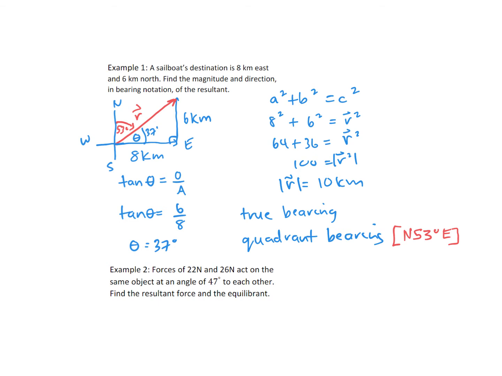If I were doing a true bearing, again, it starts at north and goes in the clockwise direction. And so that would be 53 degrees, or 053, because normally we use 3 numbers. If you were describing it from the horizontal, you would say it is 37 degrees with respect to the horizontal. But since we are talking about north, south, east, west, it makes more sense to use true bearing or quadrant bearing.